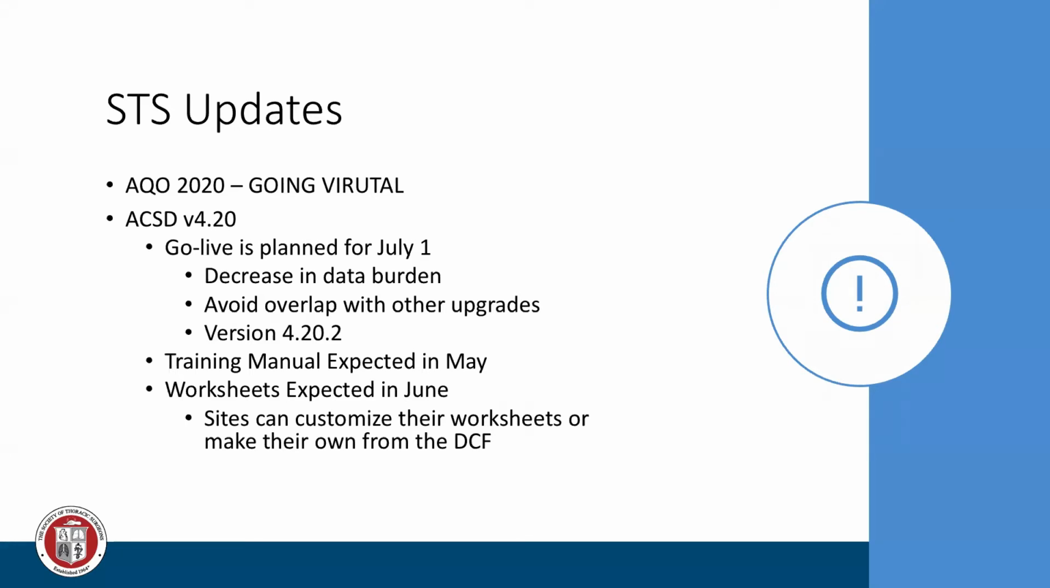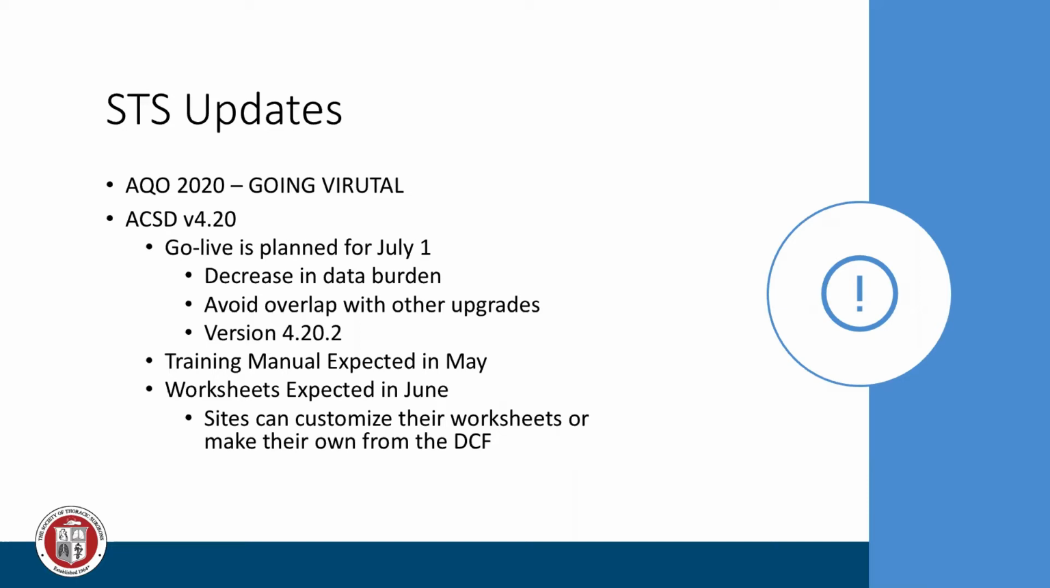And then regarding the adult cardiac version 4.20, it is still planned for July 1st. We do not plan to change that date. The hope is that with the decrease in the data collection and the way that the parent-child fields have been reworked, it will decrease the amount of time spent for data collection, which will ease some of the data burden for you. And then we also do not want to overlap with the other upgrades. We did have an update to the version where we had a couple parent-child relationships that needed to be adjusted, so we had to come out with a version 4.20.2.